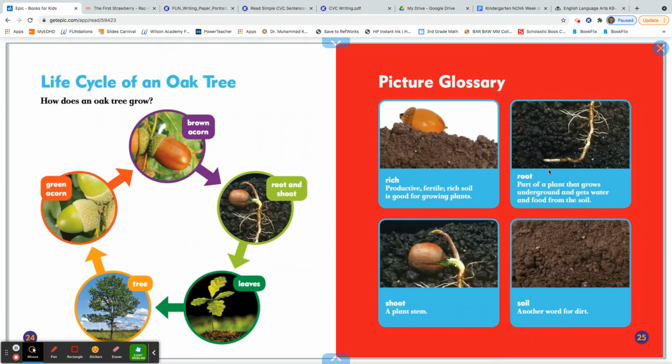This word right here is root, and that's the part of the plant that grows underground, and it helps get water and food from the soil to the plant. A shoot, that's the plant's stem. And soil is another word for dirt. So this picture glossary helps us understand vocabulary words in the story.